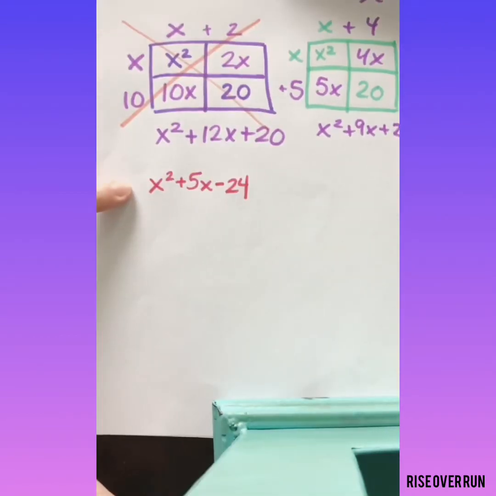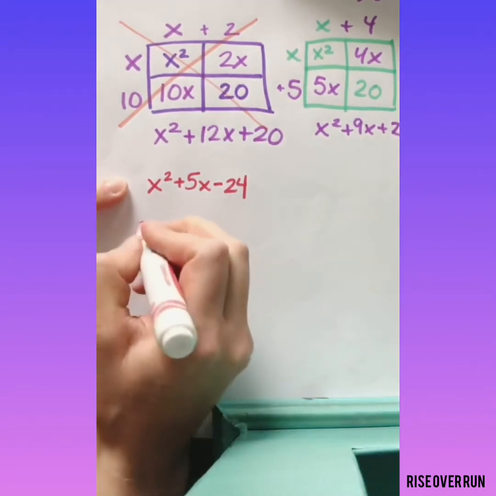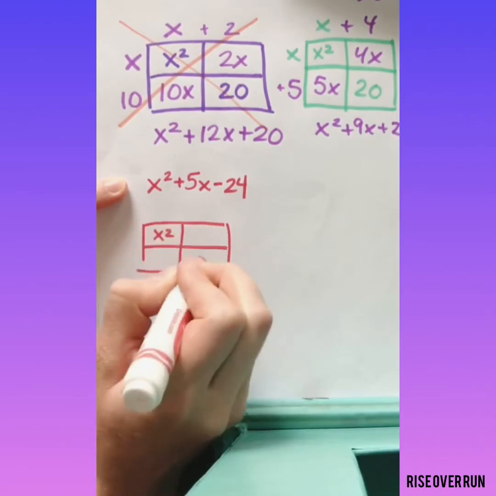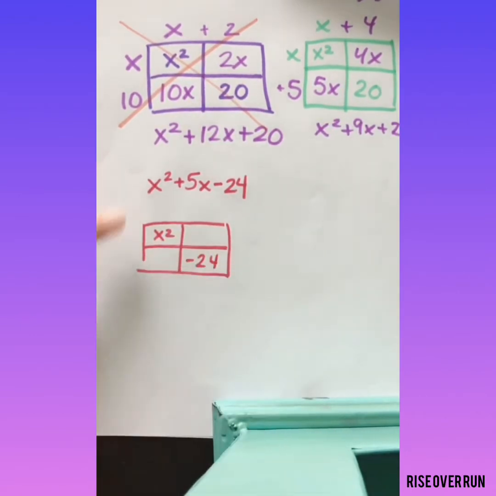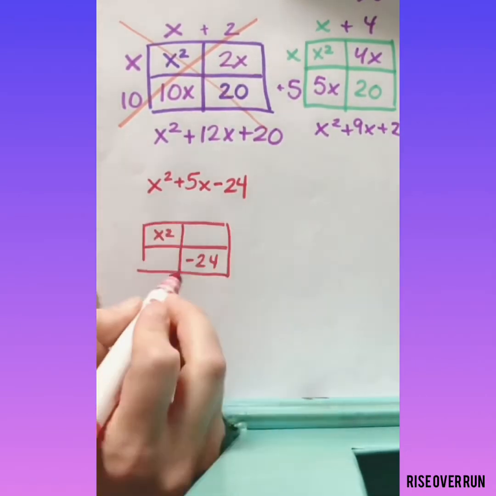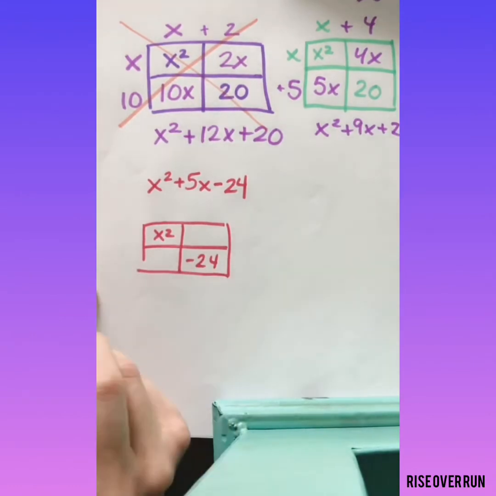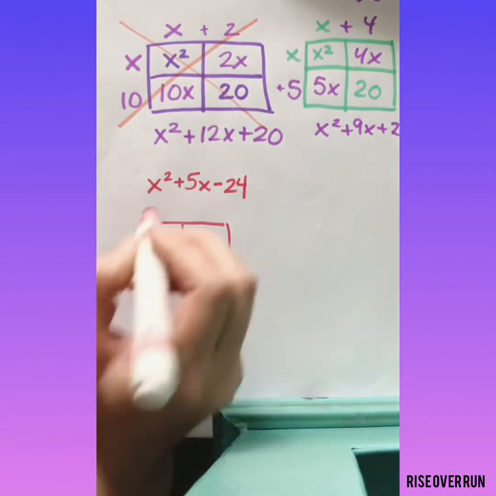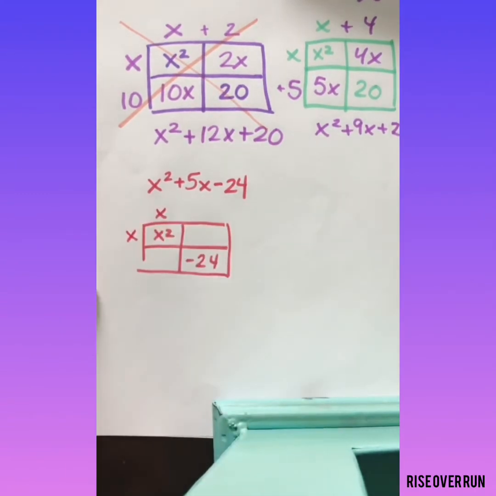Let's try to factor this polynomial. Let's get organized. Okay, so I'm looking for two numbers that multiply to give me negative 24 and add to give me 5. We know we'll have x's here. Well, in this case, we have a negative. So think about what gives you a negative product. It has to be one positive number and one negative number.